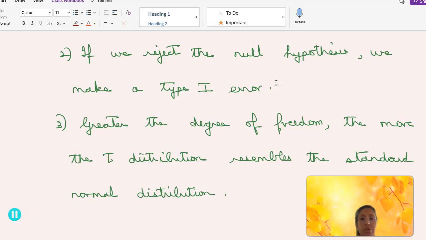And we have also learned how to do problem solving, one with the upper tail test and one with the two-tail test.